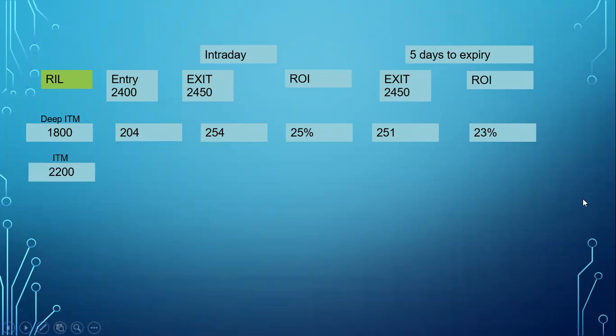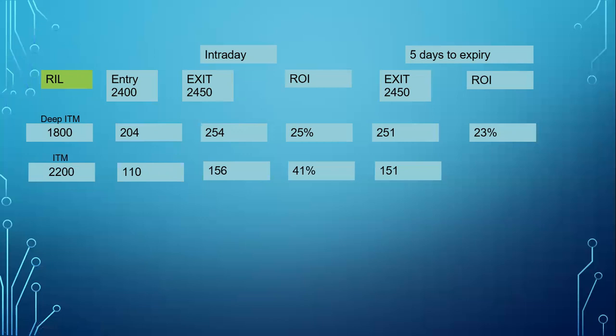But if we consider an in the money option, this is deep in the money. So Reliance is trading at 2400 and we are buying 1800. Now, if we are coming closer to the strike price, then if we enter at 110 and we are looking at an intraday movement, then we will not get full 50, we will get somewhat 46 points and it will be 41% of the ROI. Whereas if there are 5 days left to expiry, we will get comparatively lesser, just 4 points lesser, but the ROI will be decreased by 37%.